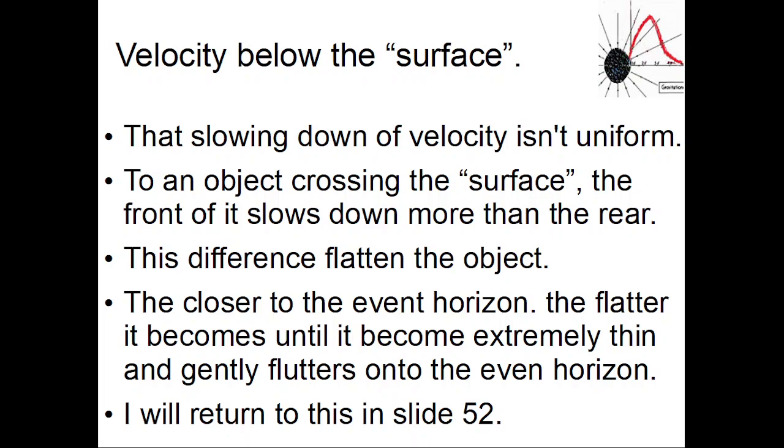That slowing down of velocity isn't uniform. To an object crossing the surface, the high peak in the graph, the front of the object slows down more than the rear. This difference flattens the object. The closer to the event horizon, the flatter the object becomes until it becomes extremely thin and gently flutters onto the event horizon. I will return to this on slide 52.